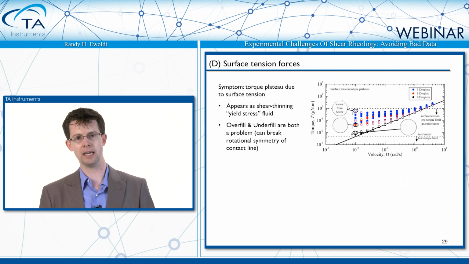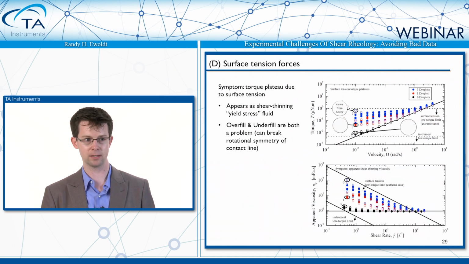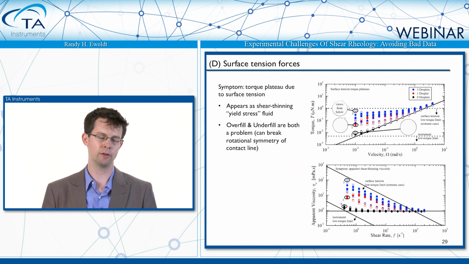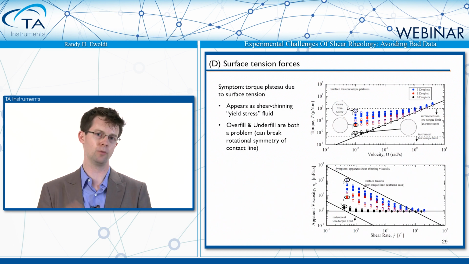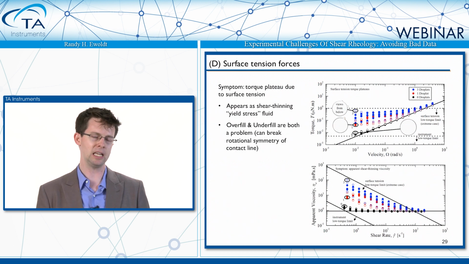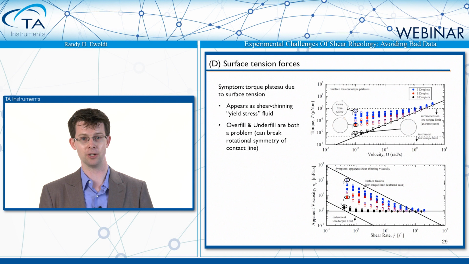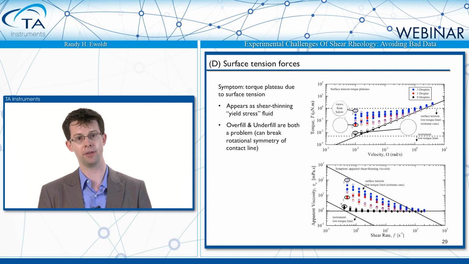If you didn't look at the data in torque versus velocity space, but instead as viscosity versus shear rate, it would look like this. So if my torque was constant in that low velocity range, this actually looks like a yield stress, or looks like a very shear thinning material. And this is another reason why, even with a low viscosity system, you might think you're measuring shear thinning. Even if you're above the instrument specification and it looks shear thinning, there may be other things going on.